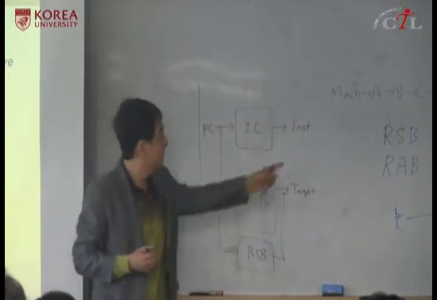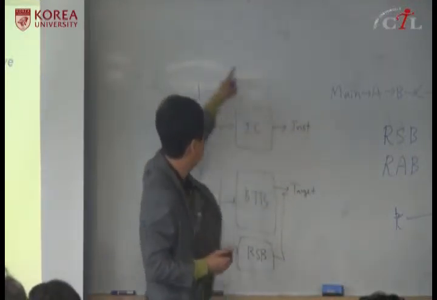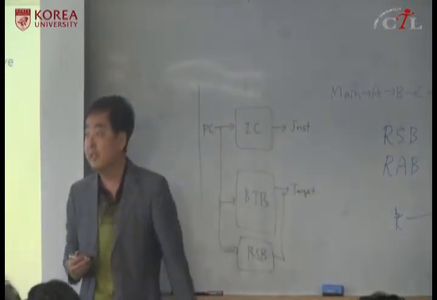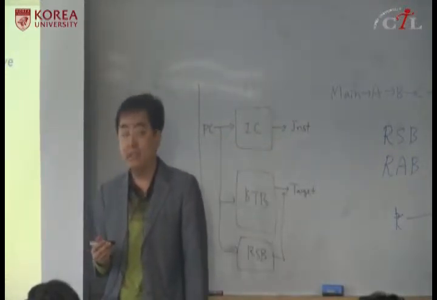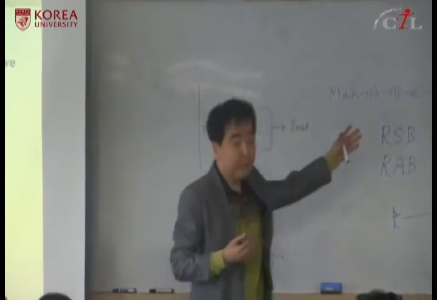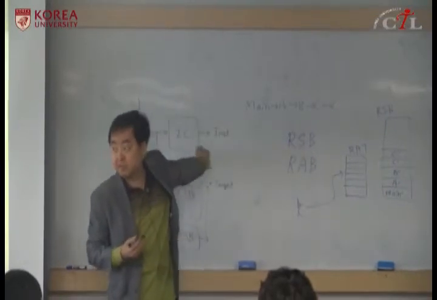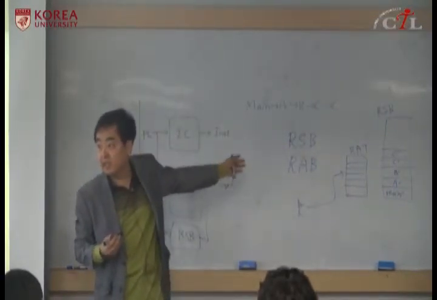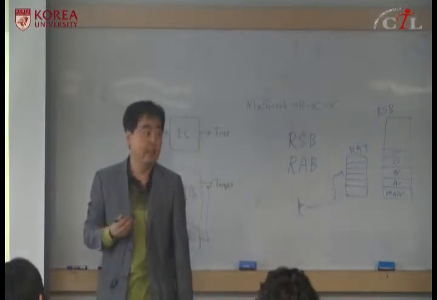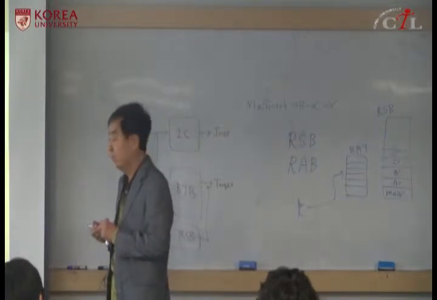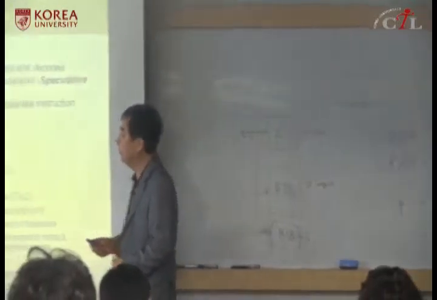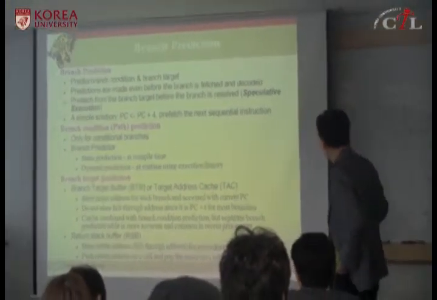Okay? So next cycle, this target address goes back to this stage, and it can fetch the next instruction, next cycle, without stopping, as long as the branch is correctly predicted. If there is a misprediction at the execution stage, then you have to flush the pipeline and start from the new target address, which is calculated at the execution stage. Okay, this is the branch prediction.